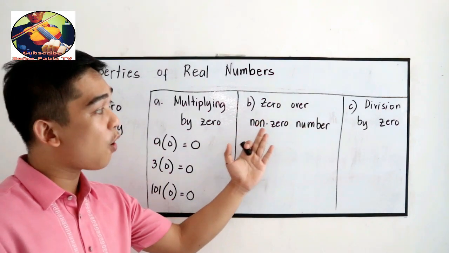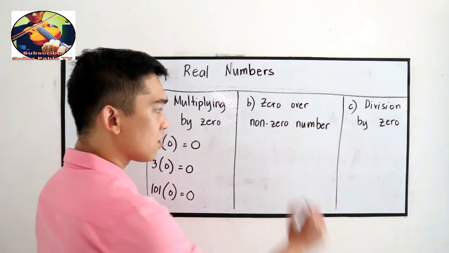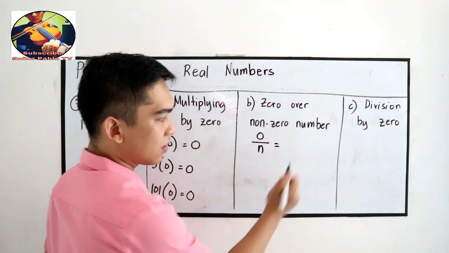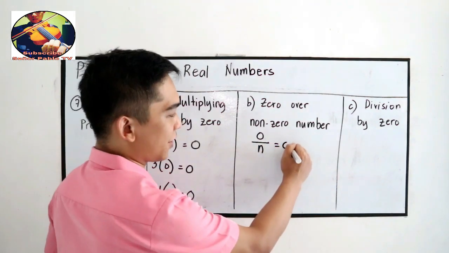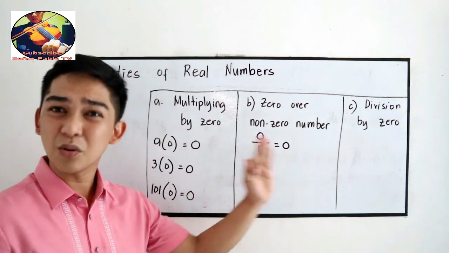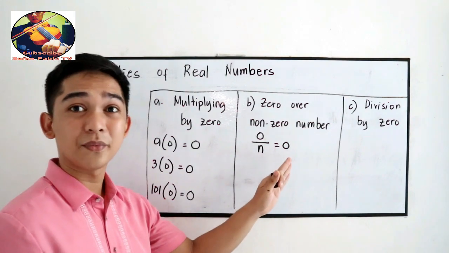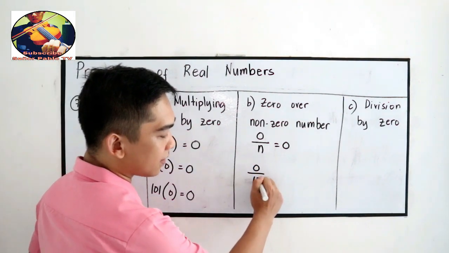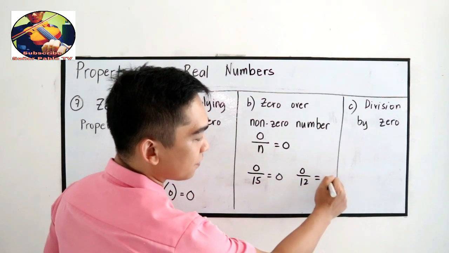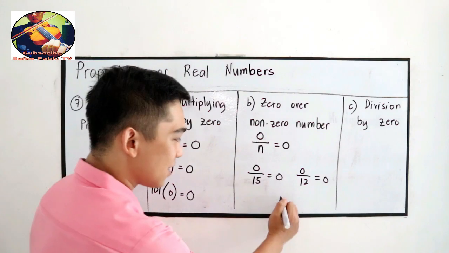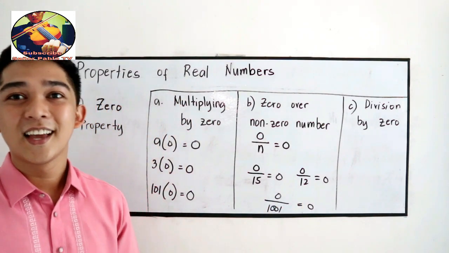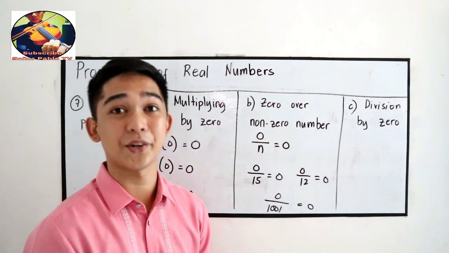Letter B, 0 over non-zero number. So, we have 0 over non-zero, let's say, n. That is 0. So, kapag ang numerator natin ay 0, at divide natin sa kahit anong number, ang quotient niyan ay 0. So, let's say 0 over 15. That is also 0. 0 over 12. 0 din yan. 0 over 1,001. 0 din yan. And last, division by 0.